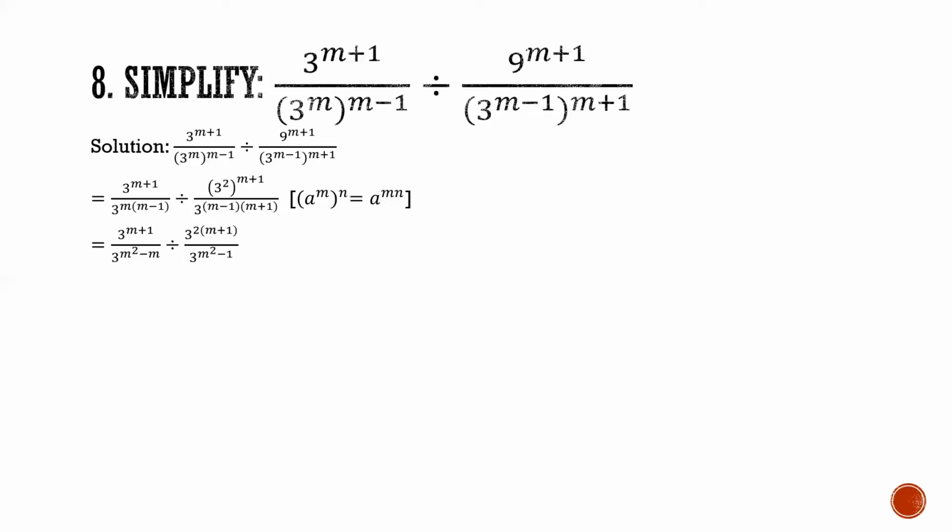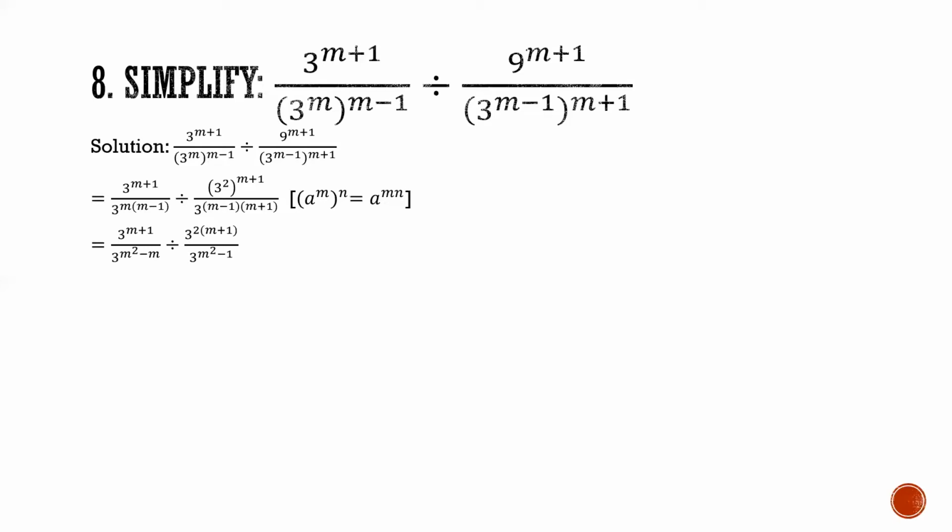Applying the same formula, a to the power m to the power n is equal to a to the power mn. So 3 to the power 2 into m plus 1 divided by 3 to the power m square minus 1. Here there is a formula, a plus b into a minus b equals a square minus b square. So applying the formula, we will get 3 to the power 2 into m plus 1 divided by 3 to the power m square minus 1.